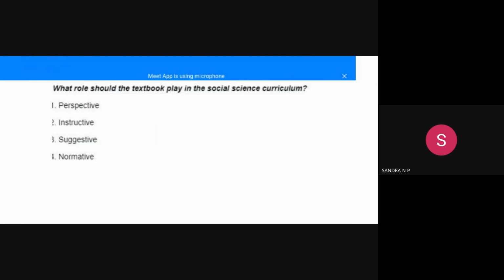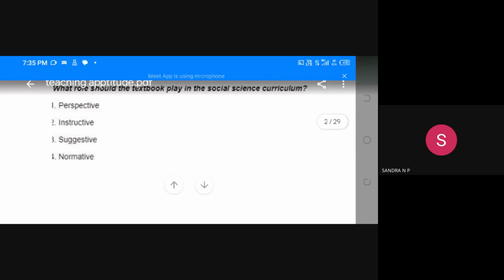I hope everyone can see the question. First question: what role should the textbook play in the social science curriculum? Options are perspective, instructive, suggestive, and normative. You can guess the answers and write them down. After that, I will tell the answer.